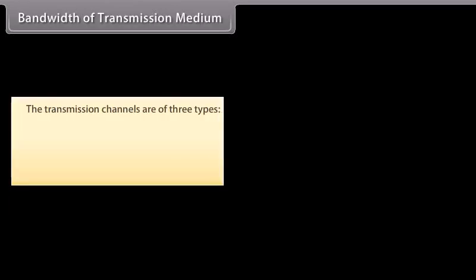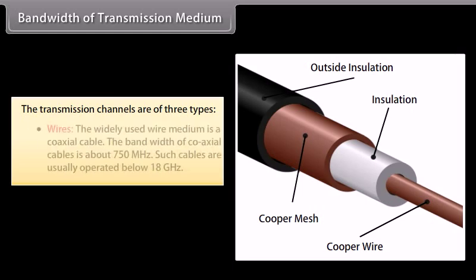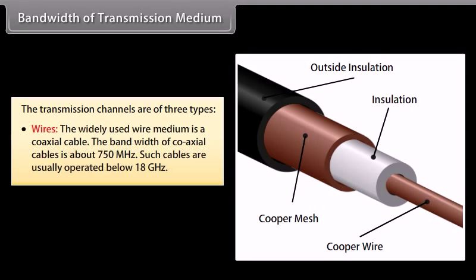Bandwidth of transmission medium. The transmission channels are of three types. Wires. The widely used wire medium is a coaxial cable. The bandwidth of coaxial cables is about 750 MHz. Such cables are usually operated below 18 GHz.